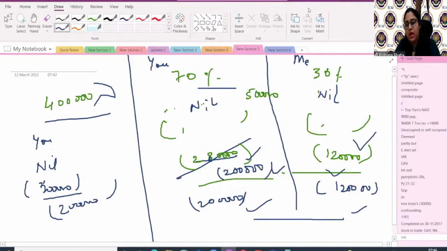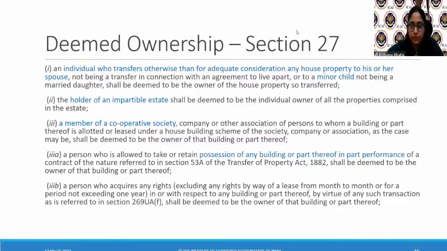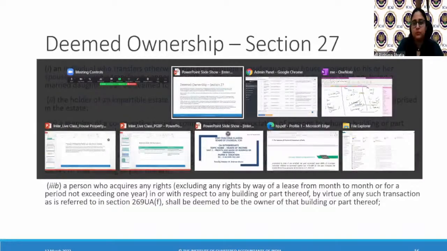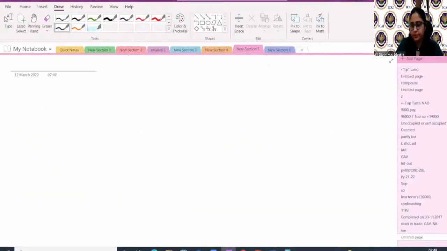Now we move to the last part of house property. I think we devoted a lot of time today, but not a problem. Deemed ownership, section 27. This concept is very important.